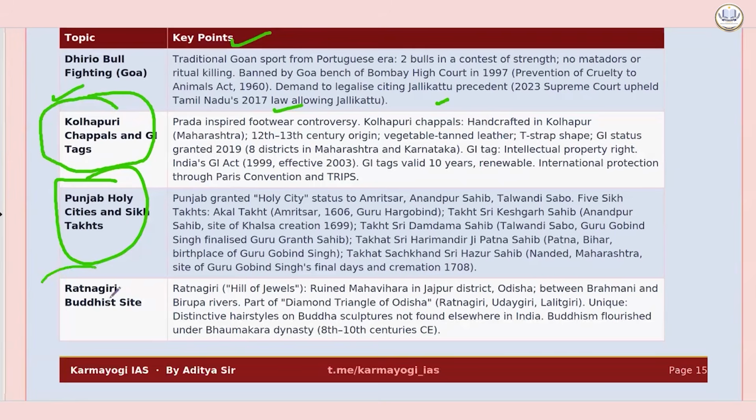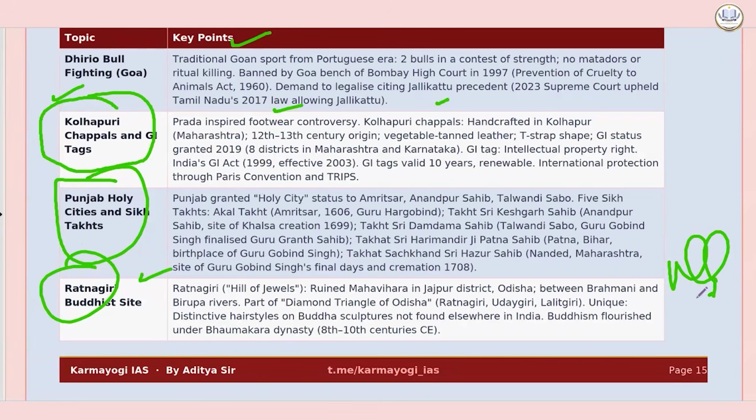We have the Ratnagiri Buddhist site. Ratnagiri is called the Hill of Jewels. Your famous Hapus or Alphonso comes from here. A ruined Mahavihara in Jajpur district, Odisha, between the Brahmani and Birupa rivers, part of the diamond triangle of Odisha. That is Ratnagiri, Udayagiri, and Lalitgiri. Unique distinctive hairstyles on Buddha sculptures not found elsewhere in India.